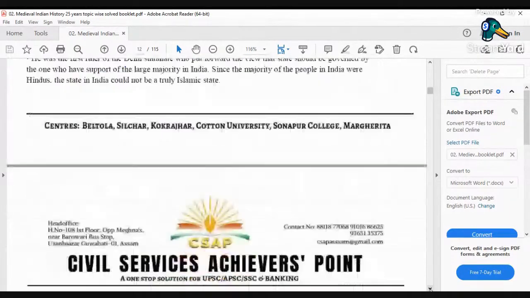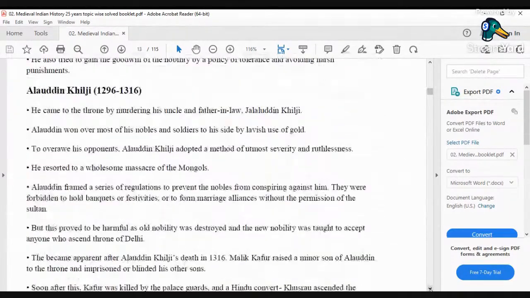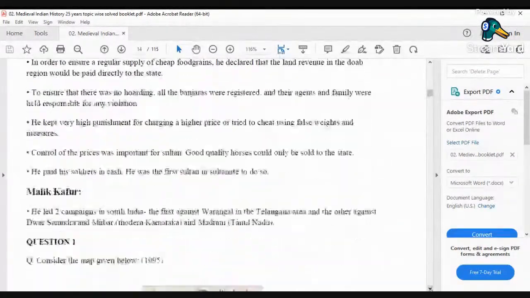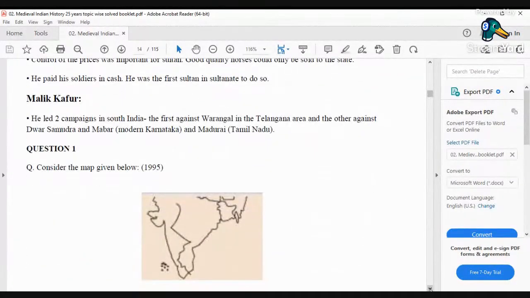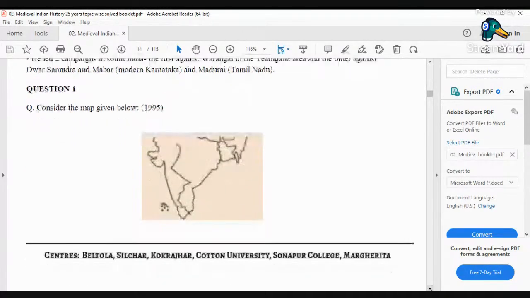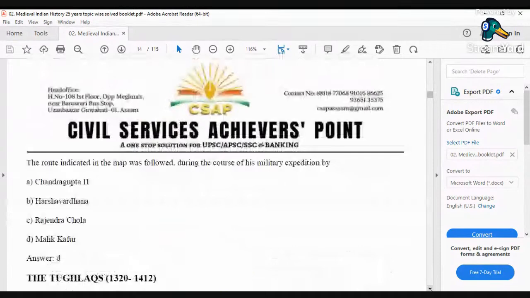Now, let's look into some questions which were asked from the Khilji dynasty. Now, see, in 1995, they gave you a map. They gave a map and they asked: the route indicated in the map was followed during the course of his military expedition by whom?